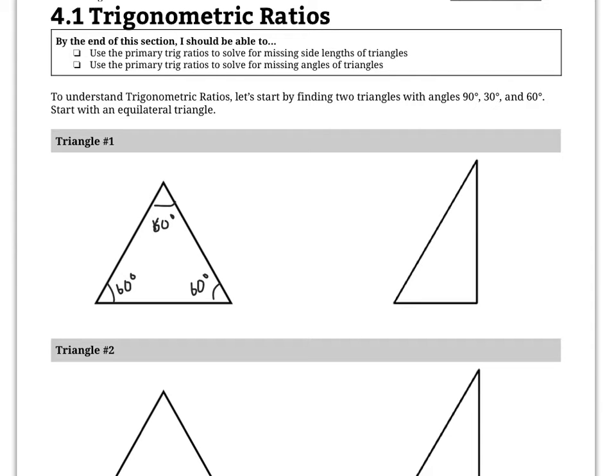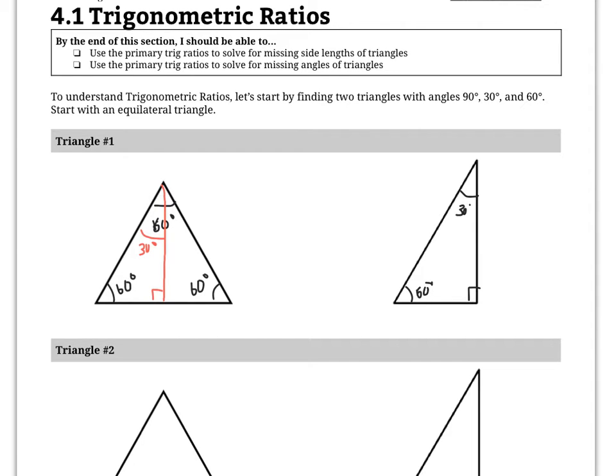So if all of these are 60 degrees, if I were to draw a line down this triangle, now we're cutting the 60 in half, and now this is going to be 30 degrees. So here's our triangle that has 60 degrees, 30 degrees, and 90 degrees right here. We can transfer these degrees over here. This top one is 30 degrees, this bottom one is 60 degrees, and this one is 90 degrees, so we'll just do our little corner.